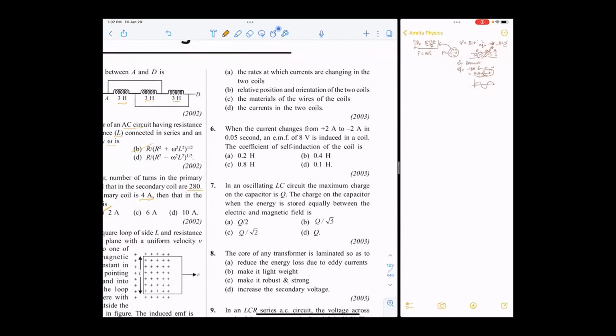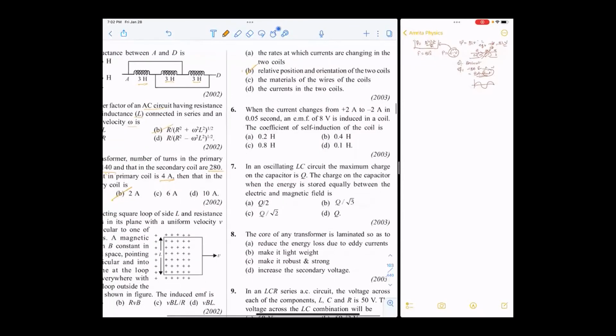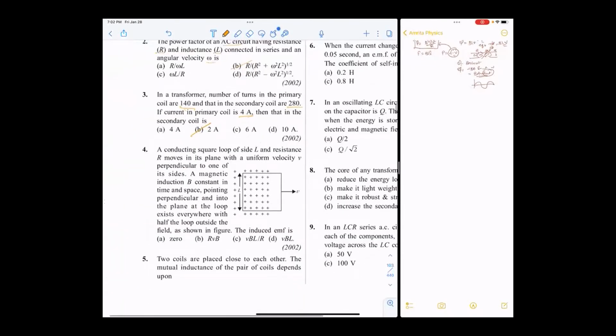So it is not the rate, it is the relative position and orientation, right? Material of the coils, no. Due to the material of the coils, R will change. If R will change, I will change, right? So mutual inductance depends only on the relative position and orientation of the two coils. Option B. Fifth one done. Great, right, good.